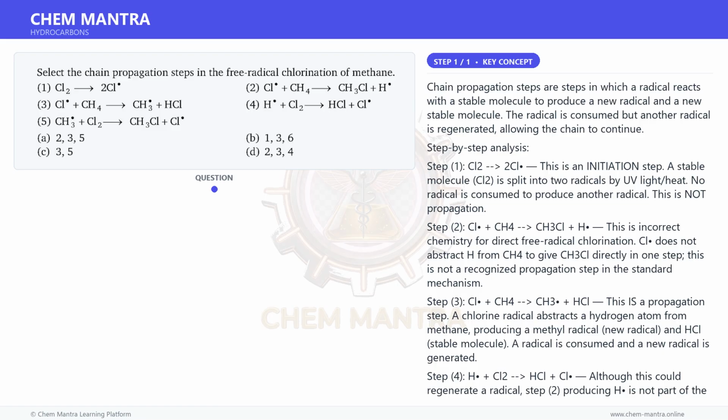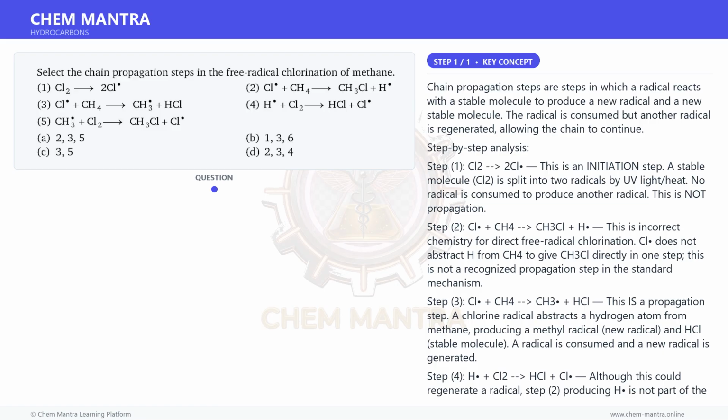The standard propagation cycle in free radical chlorination of methane consists of: Step 3. Cl + CH4 → CH3 + HCl. Step 5. CH3 + Cl2 → CH3Cl + Cl. These two steps together form a cycle. Cl generates CH3 and CH3 regenerates Cl, allowing the chain to propagate. Steps 2 and 4 together form an alternative non-standard cycle and are not part of the accepted mechanism. Step 1 is initiation only.